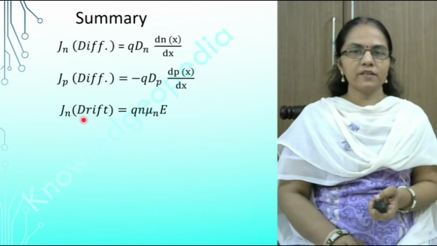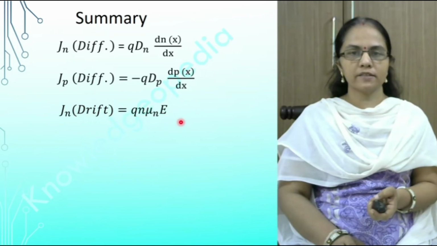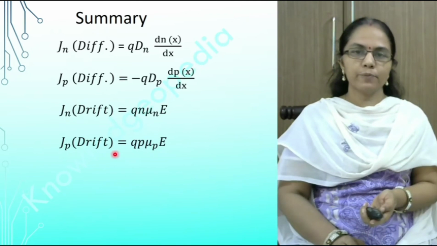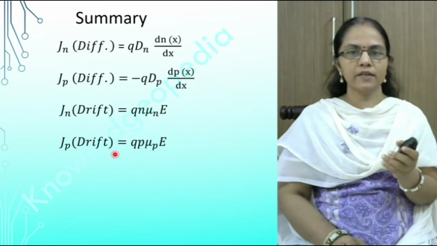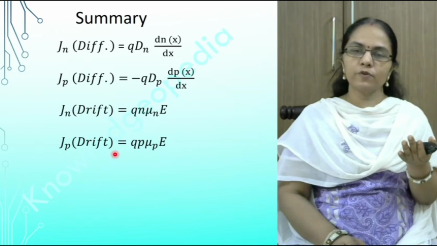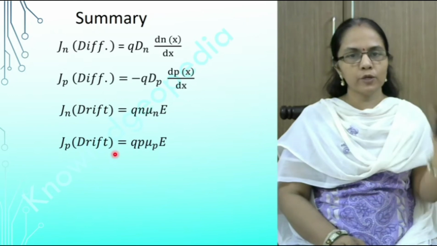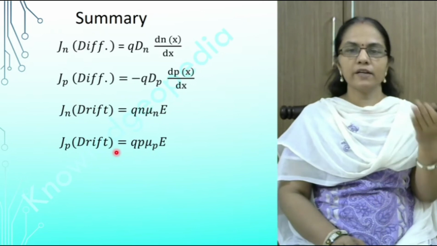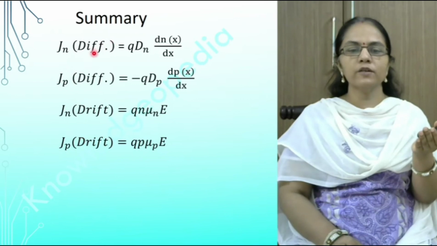The drift component is given as Jn drift equal to Q n mu n E. This is for electron drift, and hole drift gives us the drift current equal to Q p mu p E. So these are the four components of current due to drift and diffusion of electrons and holes. Now from these four expressions we can generate the current component due to holes only, electrons only, diffusion only, or drift only. Whatever is asked, we can find the expression from these four equations.